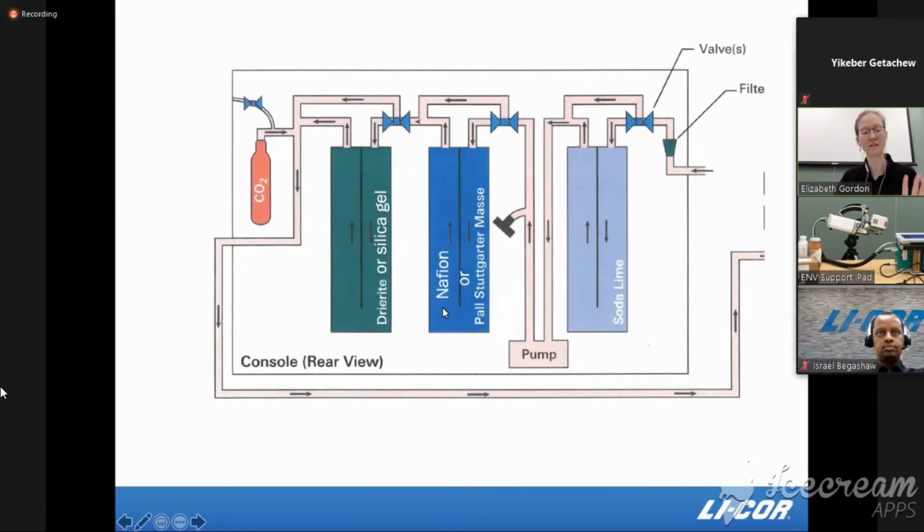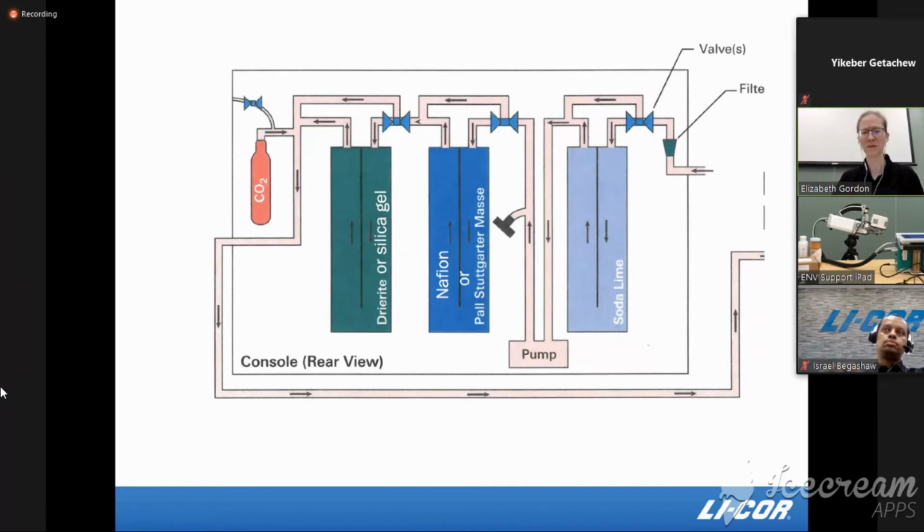The Nafion is the new one, and if you don't have the new Nafion tube, we will talk about that later and why you might want to think about getting it. And then we have the Dryrite or silica gel, which removes water. So soda lime removes CO2, Nafion adds water, and silica gel removes water.